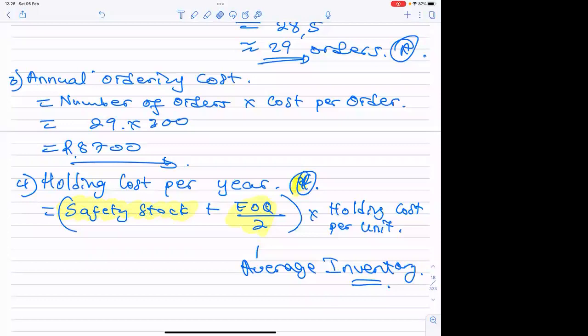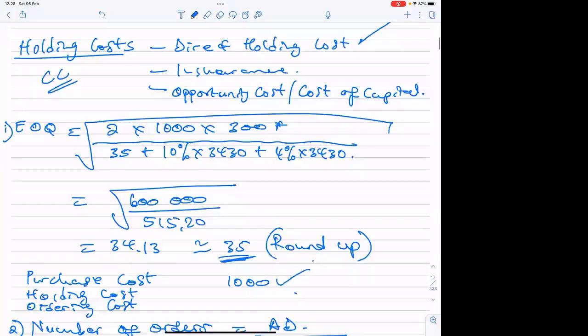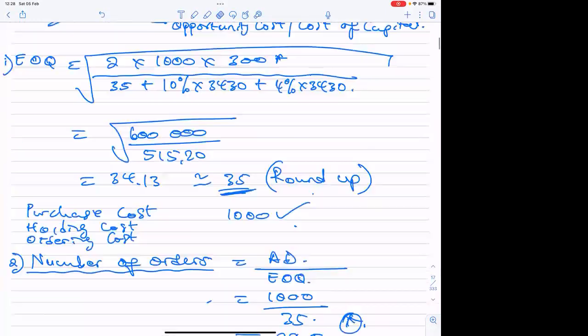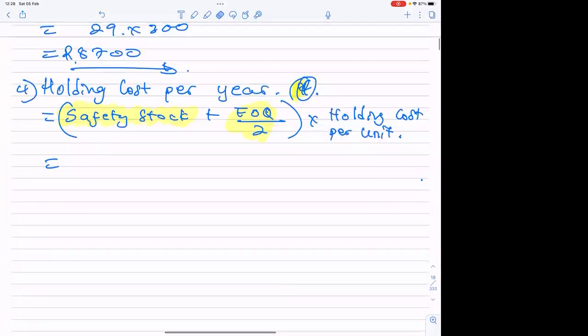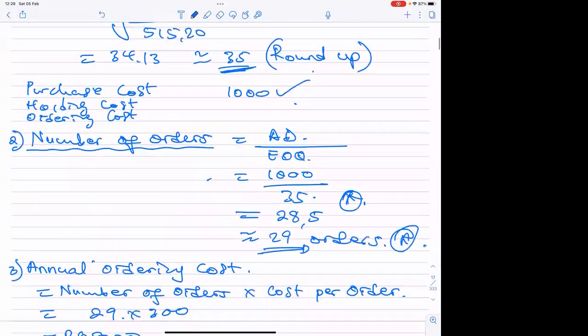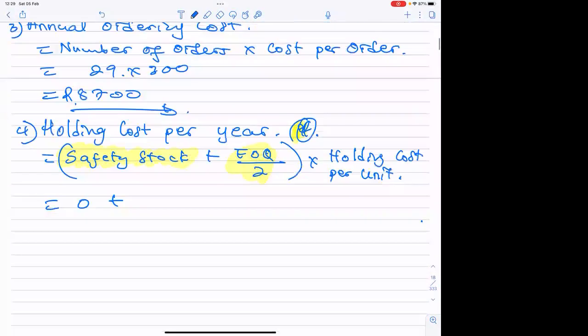Then we multiply it by the holding cost per unit. So from our question, our safety stock, it was not given. Was it there? They didn't give us, ne? So we don't have to worry. It's 0. Plus our EOQ is equal to EOQ, can you say 35, divided by 2 multiplied by the holding cost per unit.